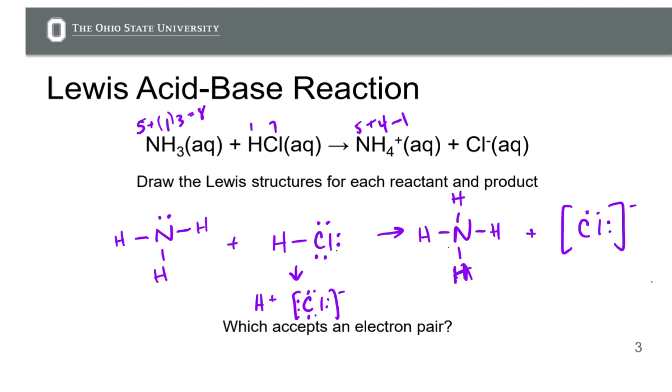I put it in brackets. I think this is the appropriate way of drawing a charged species. Actually, I should do that here when we do Lewis structures. Okay, so now we know where our valence electrons are, and now we can keep better track of where they're going to go during the reaction.